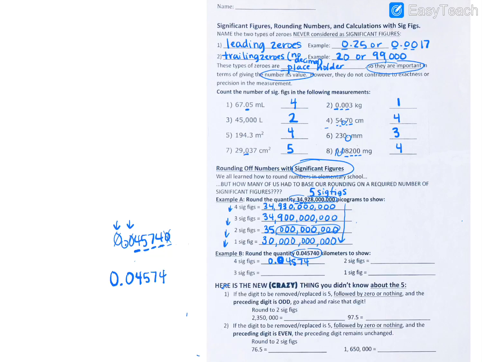04574. All right, now we're going to go back. Now we are only going to keep 3 sig figs. So this time we're going to be able to keep the 4, the 5, and just the 7. Now this 4 is not enough to round up the 7, so this would be 0.0457.